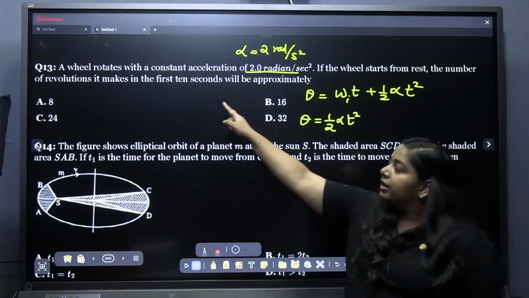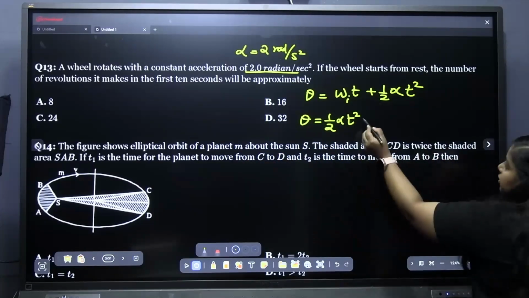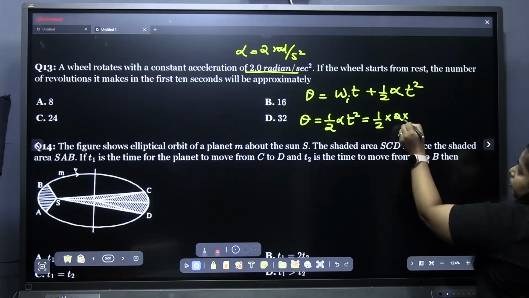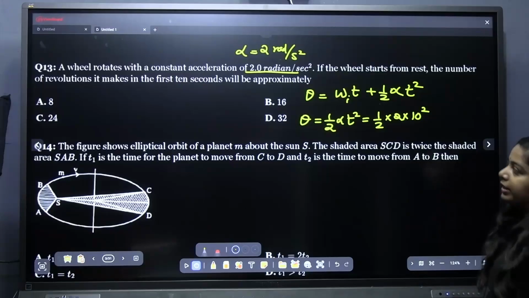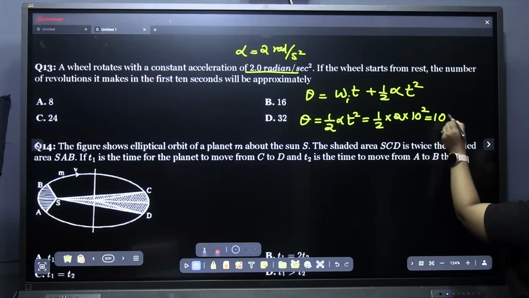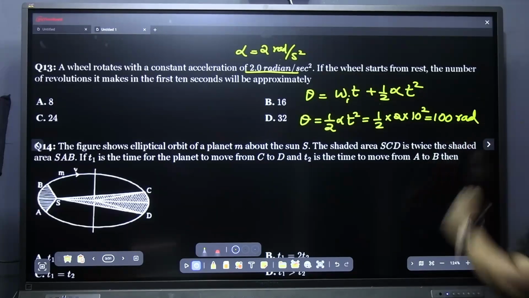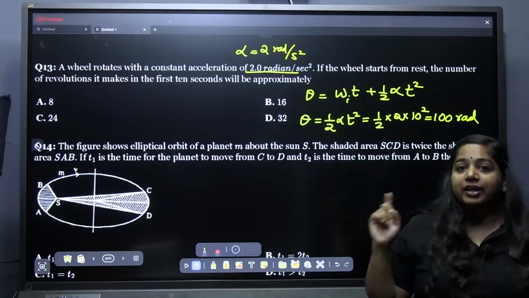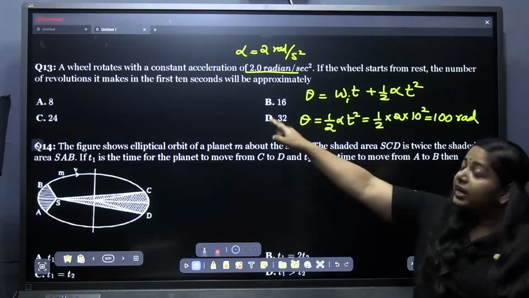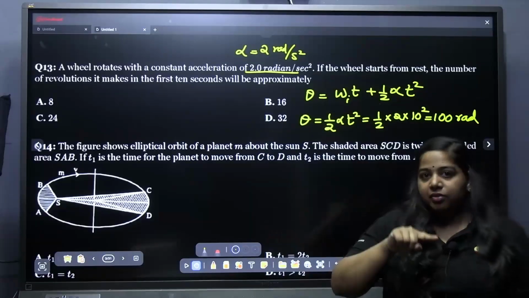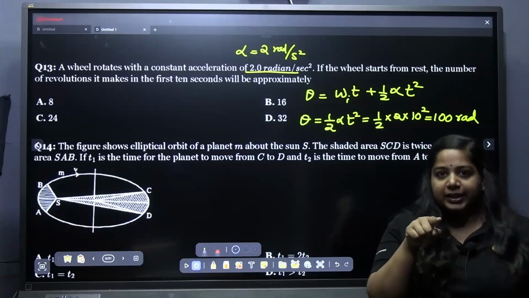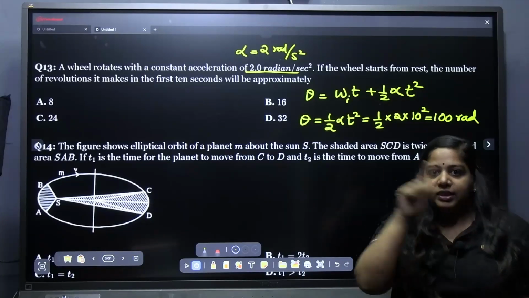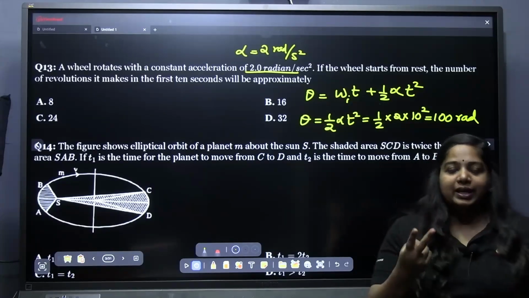Alpha is given, t is given. So when we substitute that, we will get half into 2 into 10 square, that is equal to 100 radian. So angular displacement is 100 radians, but they are asking number of revolutions. If one revolution is completed, how much angular displacement happens? 2 pi. 360 degrees completes means 2 pi radians.